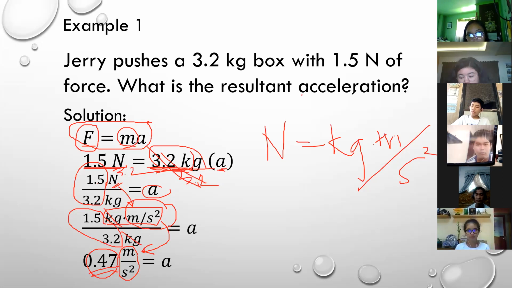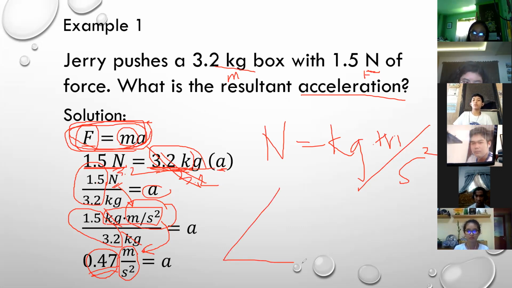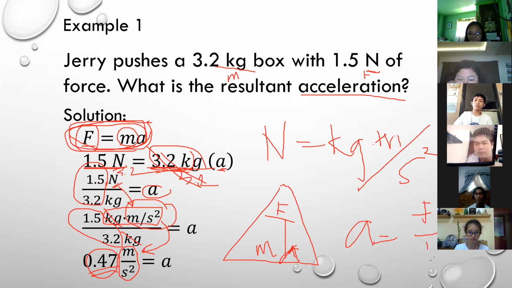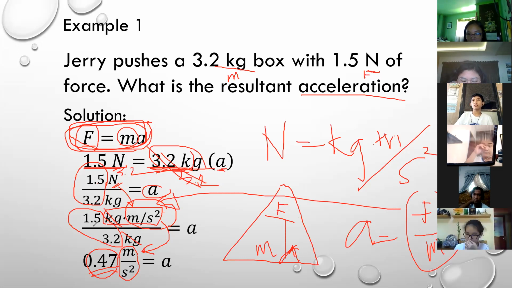So the problem tells us the unknown to be acceleration, with the unit Newton to represent force, and the unit kilogram to represent mass. Ergo, the formula is our main basis of our solution. Or you can use the triangle formula again, and if you wish to know the formula for acceleration, you just directly use force over mass. Force 1.5 Newton divided by mass 3.2. Question? Are there clarifications that you need to address?